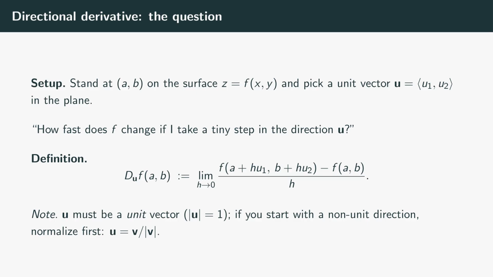One quick technical point. u has to be a unit vector for this definition to give the rate per unit distance. If you start with some arbitrary direction vector v that isn't of length 1, you normalize it first, divide by its magnitude, and use that. Otherwise, you'd be measuring the rate of change per magnitude of v steps, not per unit step, and the numbers won't match what people mean by directional derivative.